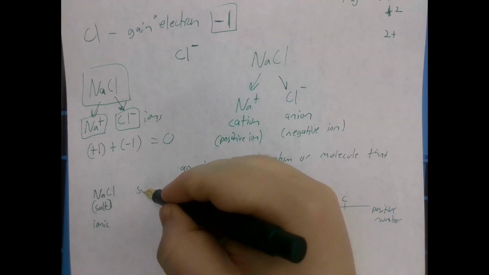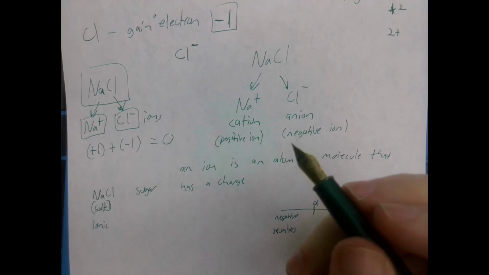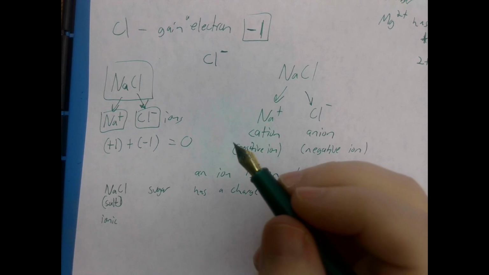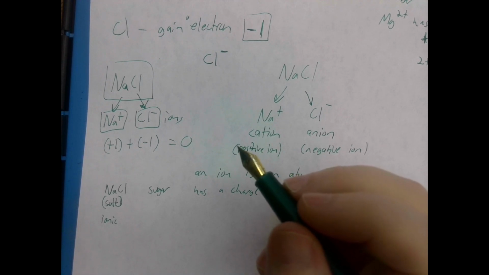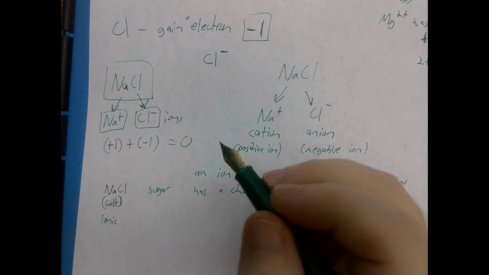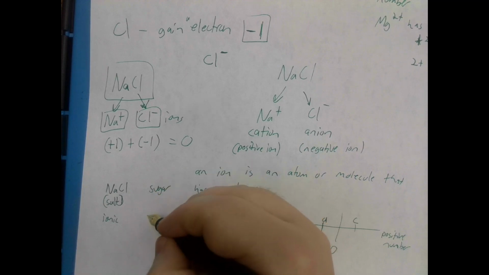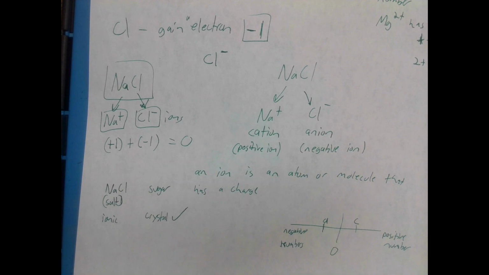Let's look at sugar. Is sugar ionic? Any sugar. Is it ionic? Look it up. So, is sugar crystals? Being a crystal is a property of ionic.